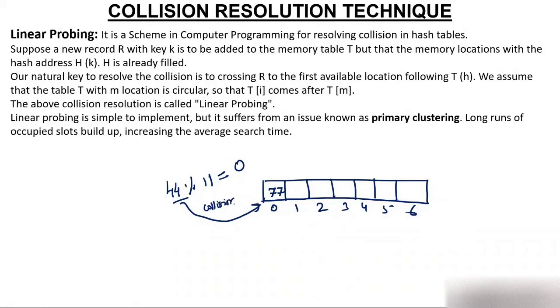Now in linear probing, I'll search for the next space. If 0 is filled, then I'll check the next space. If that space is free, I'll put 44 there. Suppose the first place is also full, say with 87, then I'll check the next free space and put 44 there. And suppose the second place is also filled with some other value, say 96, then I'll check the next space and put 44 there. So what I am actually doing is linear probing, that is, a linear search.